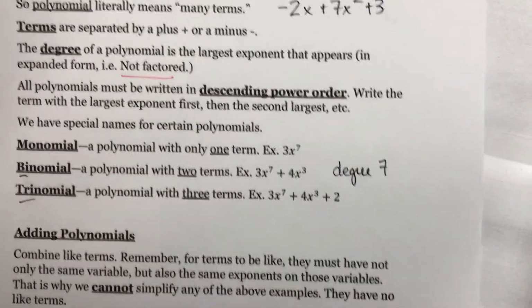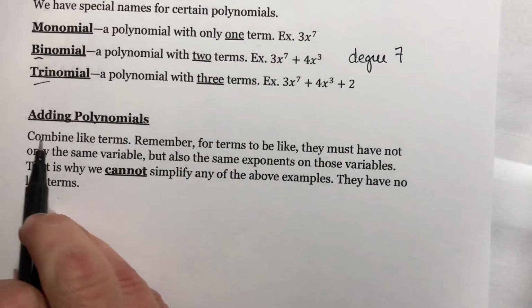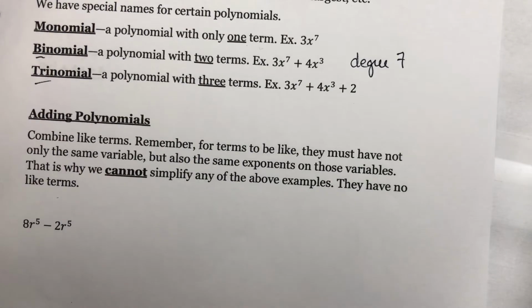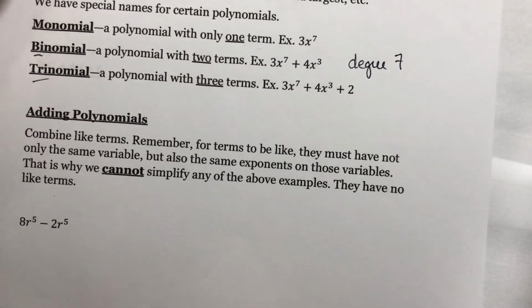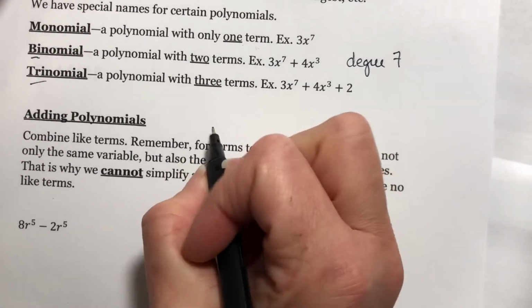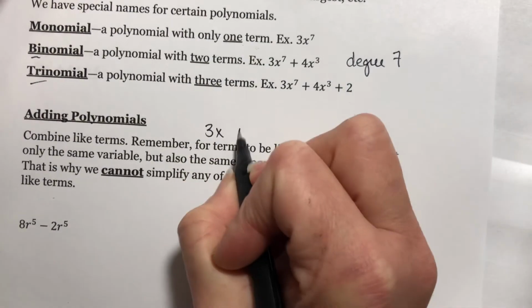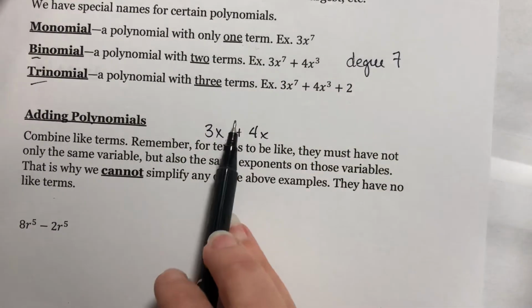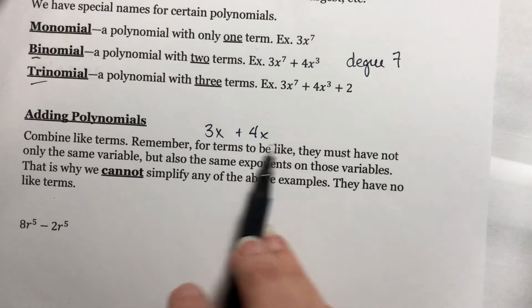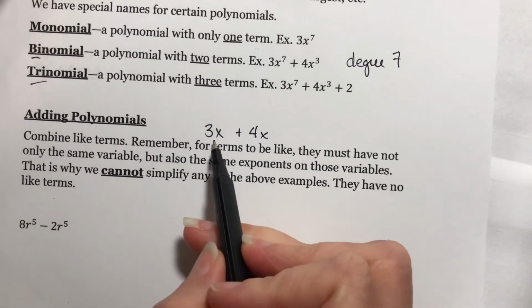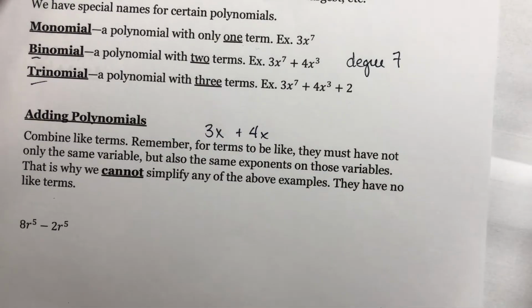Now let's talk about adding polynomials. It's simply combining like terms. That's it. So far in the course, we have only dealt with terms like 3x plus 4x, where we didn't have a visible exponent on our variable. So we just had to look to see that they had the same variable. But to be a like term means a little bit more. You not only have to have the same variable, but you also have to have the same exponents on those variables.